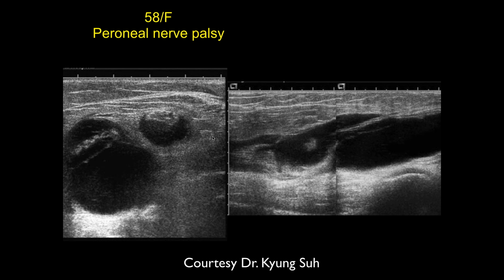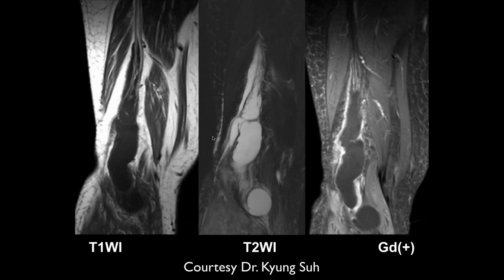Okay, so we have a 58-year-old female with peroneal nerve palsy and sonographic images demonstrating a hypoechoic mass in the soft tissues with through transmission. So it's just a fluid-containing lesion. T1 weighted, coronal T2 weighted, GAD. It's fairly elongated with some mild lobulations. It's homogeneously T1 hyperintense, T2 hyperintense, and has some peripheral enhancement, which confirms its cystic nature.